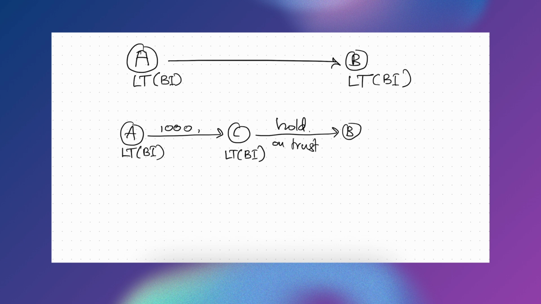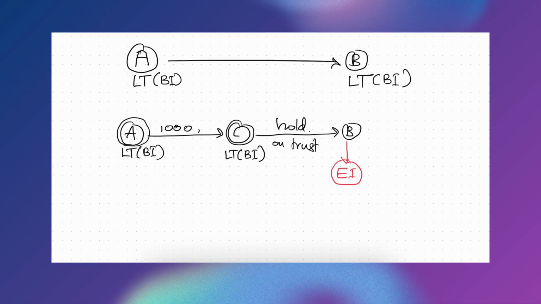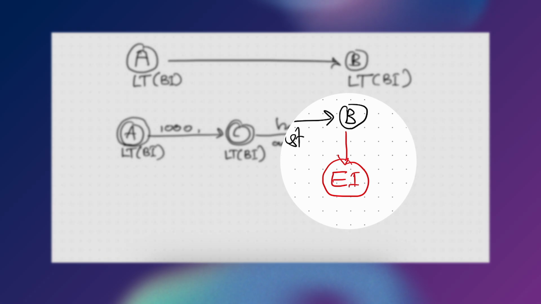Now, here's where equity kicks in. Equity says the moment A transfers the property to C to hold on trust for B, a new right is created in the name of B, and that right is an equitable interest. We call it an equitable interest. An equitable interest is a new right that is born in favor of the beneficiary the moment the trust is created. What does this equitable interest allow the beneficiary to do?